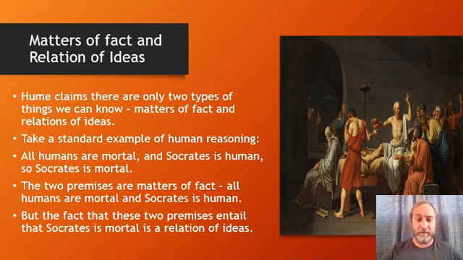If you've ever taken a philosophy class, you've probably heard this argument. All humans are mortal. Socrates is human, so Socrates is mortal. This is an example of reasoning. We have a general claim about humans. We find out some information about Socrates, and then we can draw a conclusion: Socrates must be mortal.